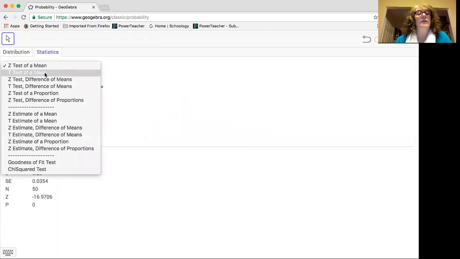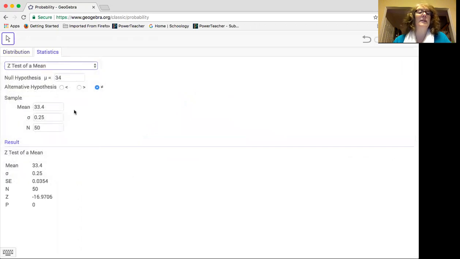The second part where it says statistics, we can use a Z-test for the mean, a t-test, which is for a sample less than 30. You have a difference of both of those, a proportion and a difference of proportions. There's a goodness of fit and a chi-squared, which are all taught in AP statistics.